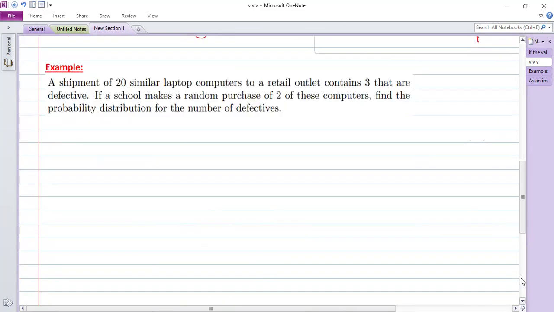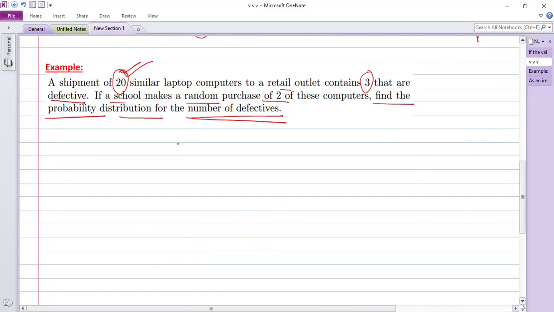So here we have an example: a shipment of 20 similar laptop computers to a retail outlet contains three that are defective. Means out of 20, three are defective. Obviously, 17 will be non-defective. If a school makes a random purchase of two out of these 20, we have to find the probability distribution for the number of defectives.